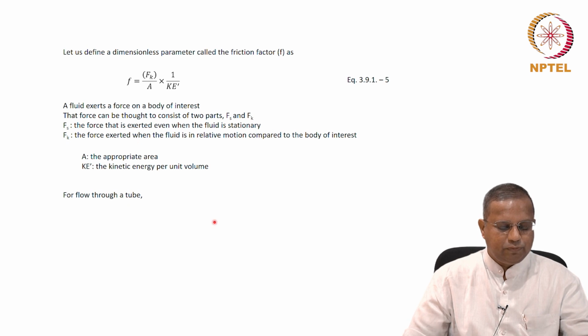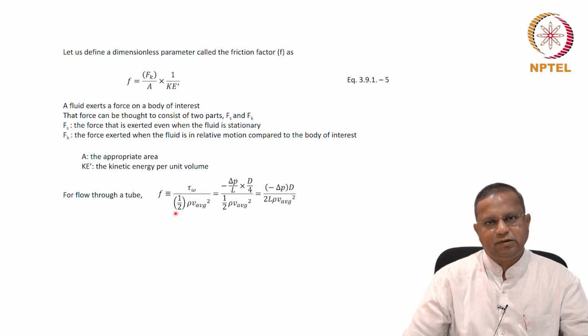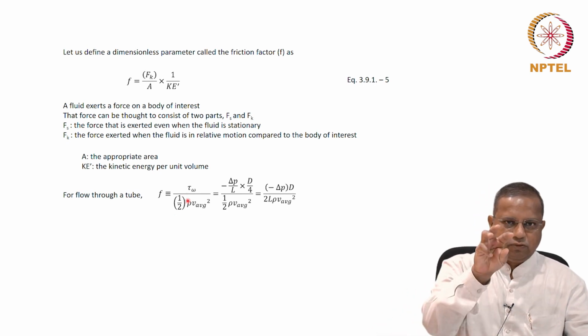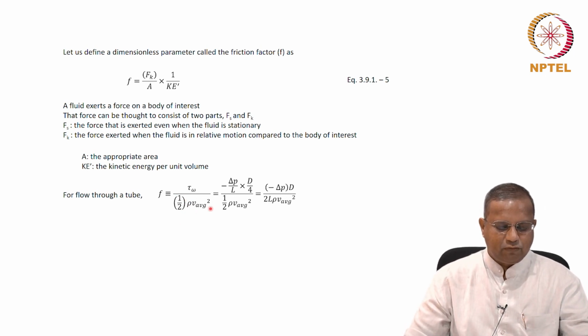For a flow through a tube, the friction factor is Fk by A, which is nothing but the tau W. The wall shear is representative of this. Kinetic energy per unit volume is nothing but, what is kinetic energy? Mass times the energy related to the motion, divided by the volume. Half m v squared is the kinetic energy. So you divide that by the volume, the mass divided by the volume is density. Therefore, half rho v average squared is nothing but Ke dash.